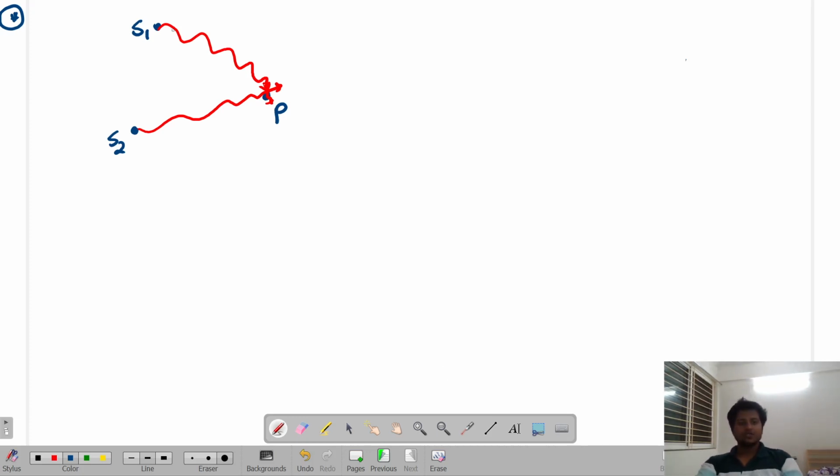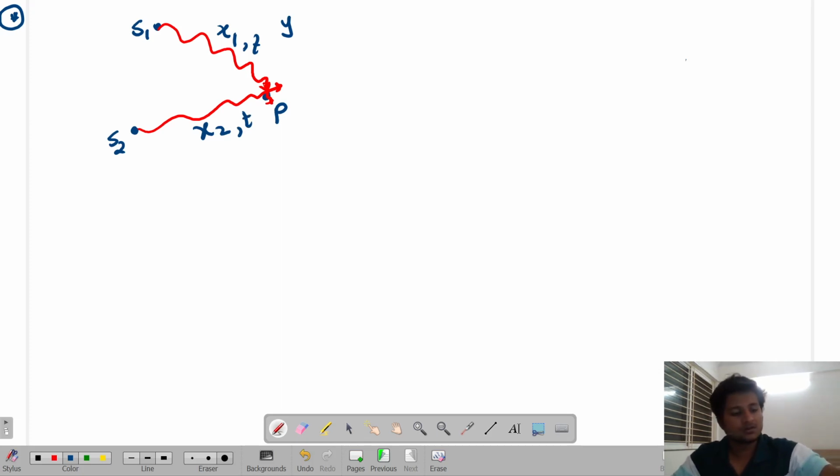So let's suppose source S1 is sending some waves, then it will have some wave equation on the particle. Let's suppose from source S1 the distance of the particle is x1, and from S2 the distance is x2. The wave reaches at the same time t. Are you able to follow me or not?